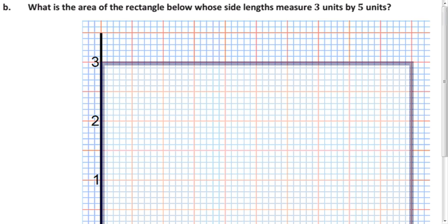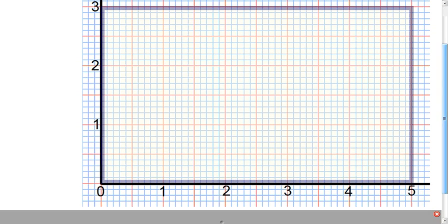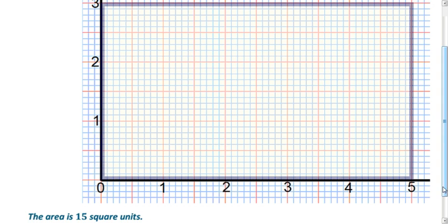First, I'd like to look at a couple examples. We have a rectangle that measures 3 units by 5 units. What is its area? Well, hopefully you remember that the area of a rectangle is length times width, so 3 times 5, 15 square units.